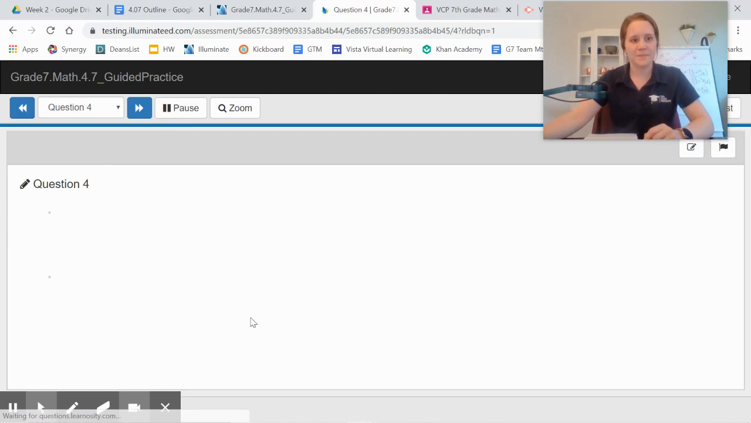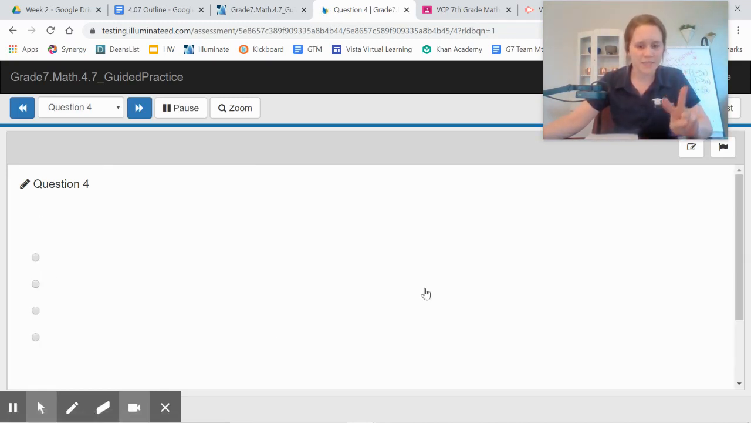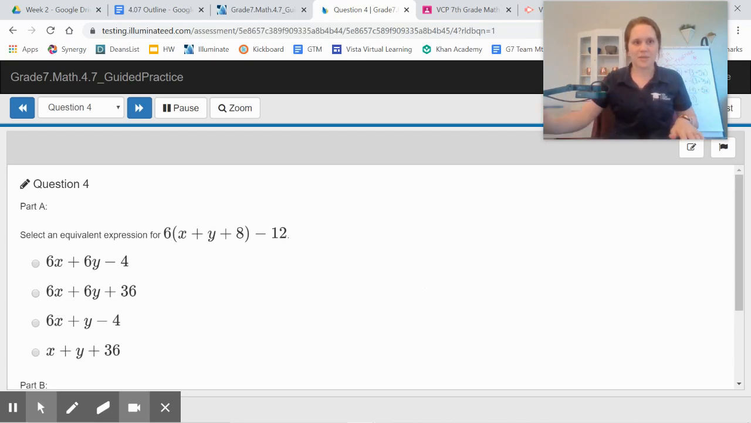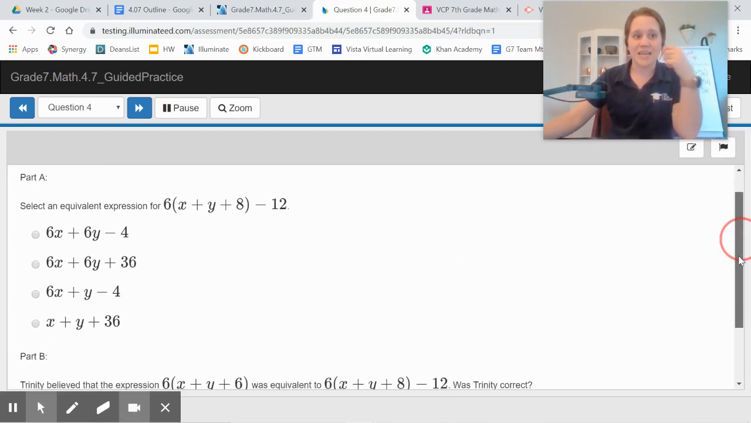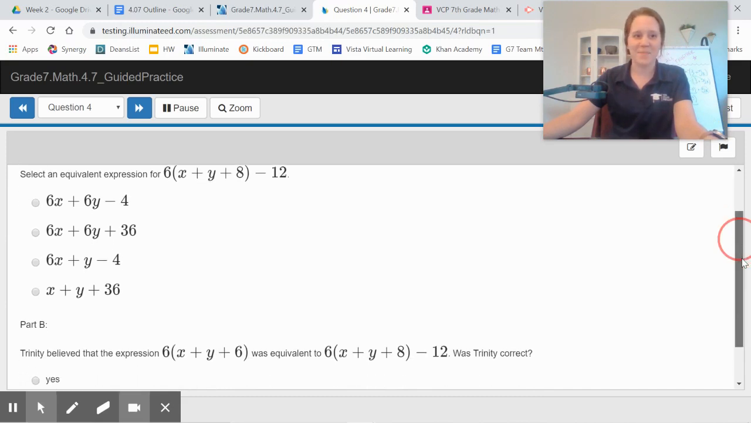Here's question 4. This question has 2 parts. In this 2-part question, first you're going to select an equivalent expression. In this case, all of these expressions are totally simplified. So you're going to simplify this expression. You might recognize it from the beginning of the video.